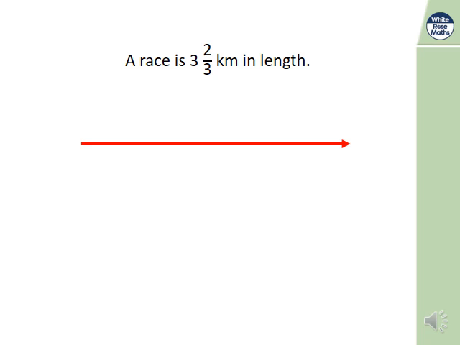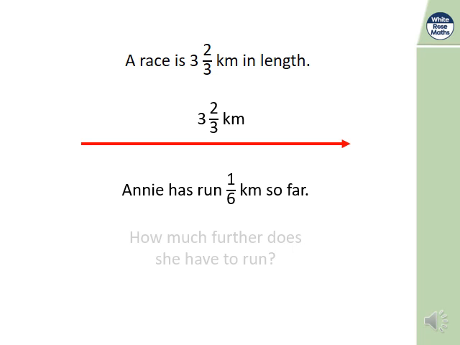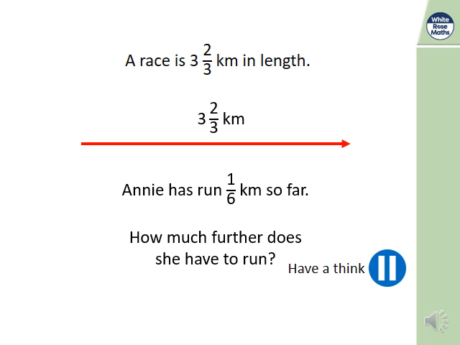Let's have a look at this problem together. A race is 3 2/3 of a kilometre in length. So that's 3 kilometres and 2/3 of a kilometre in length. Annie runs 1/6 of a kilometre so far. How much further does she have to run?